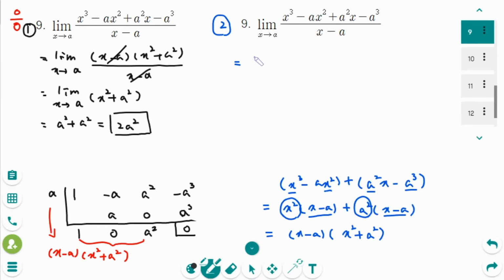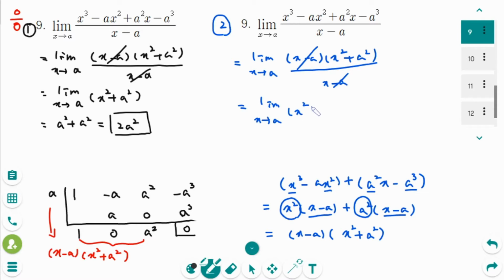So the limit becomes like this, and then cancel the common factor. Now it's the same as the first technique. Like this, and the answer is 2a squared.